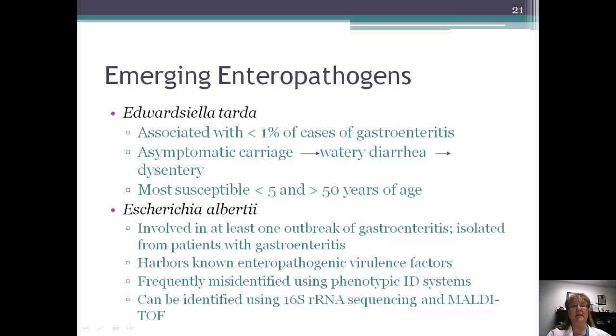Escherichia albertii has been involved in at least one outbreak of gastroenteritis, and it has been isolated from patients with gastroenteritis. It does harbor known virulence factors to cause enteropathogenic disease. The interesting thing, though, is that it's frequently misidentified by a lot of our commercial identification systems, which is probably why we don't, if you will, hear about Escherichia albertii causing infections more frequently. It can be reliably identified using 16S ribosomal RNA sequencing or by using MALDI-TOF.